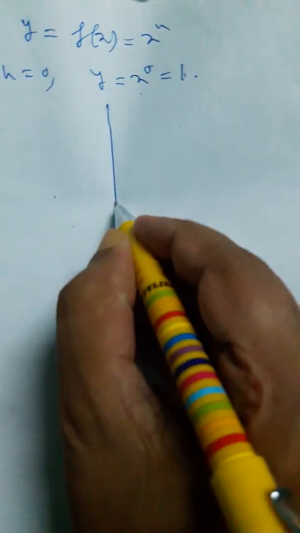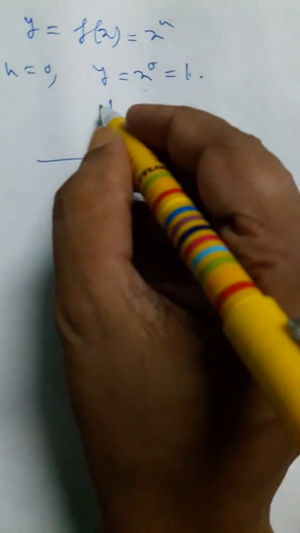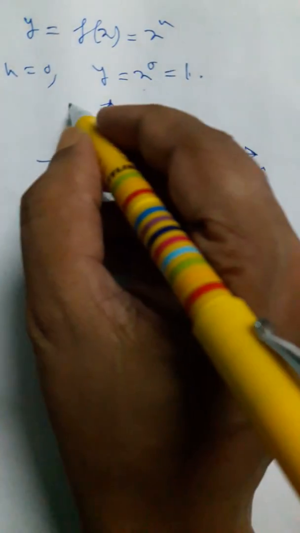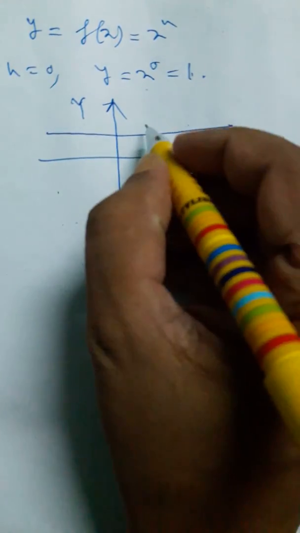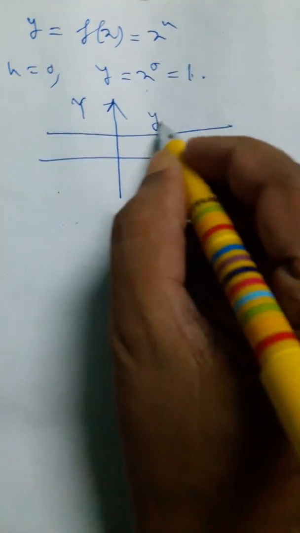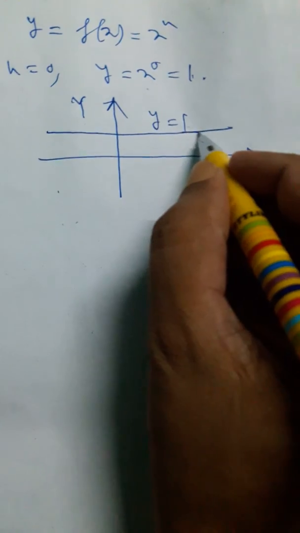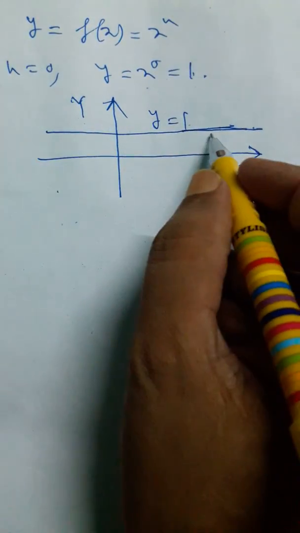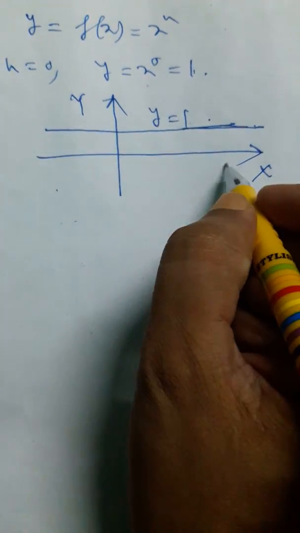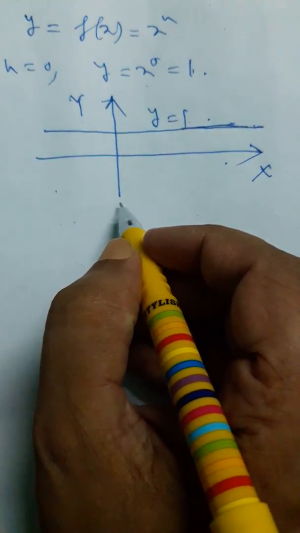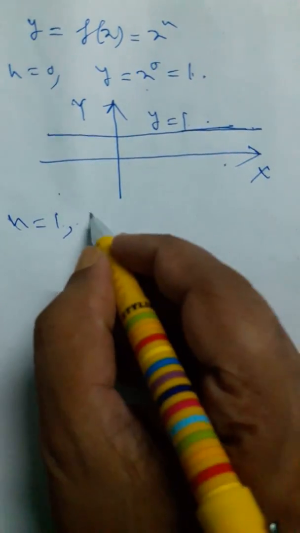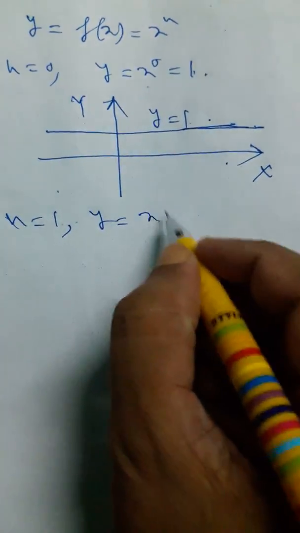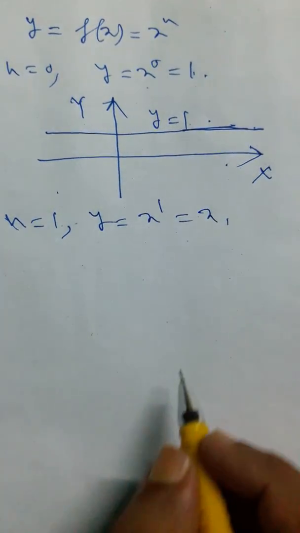And here it is obvious, if we draw the x-axis and y-axis, we obtain the equation of a straight line, which is just y equals 1. So this line is parallel to the x-axis. Now if we take n equals 1, we obtain x to the power 1, that is x.